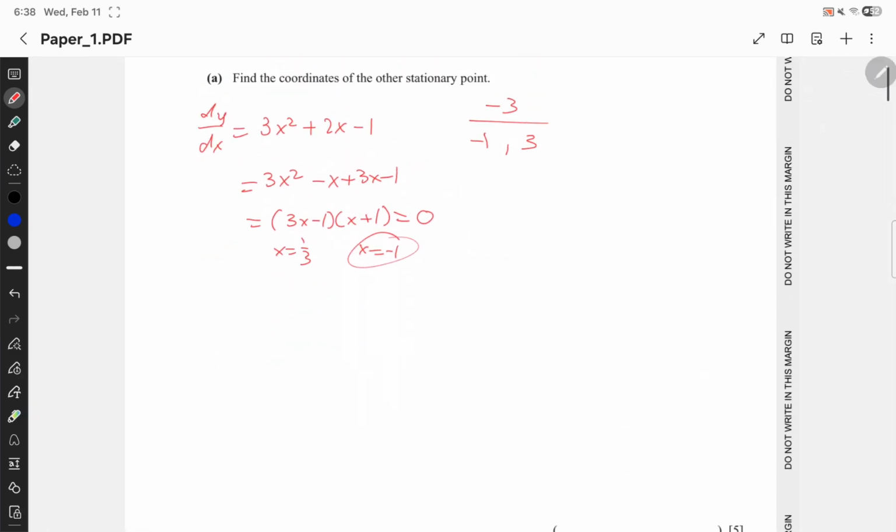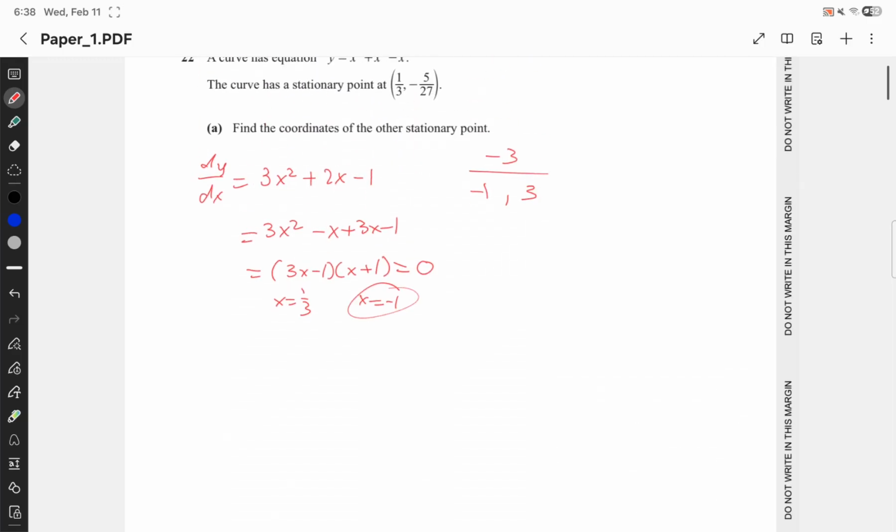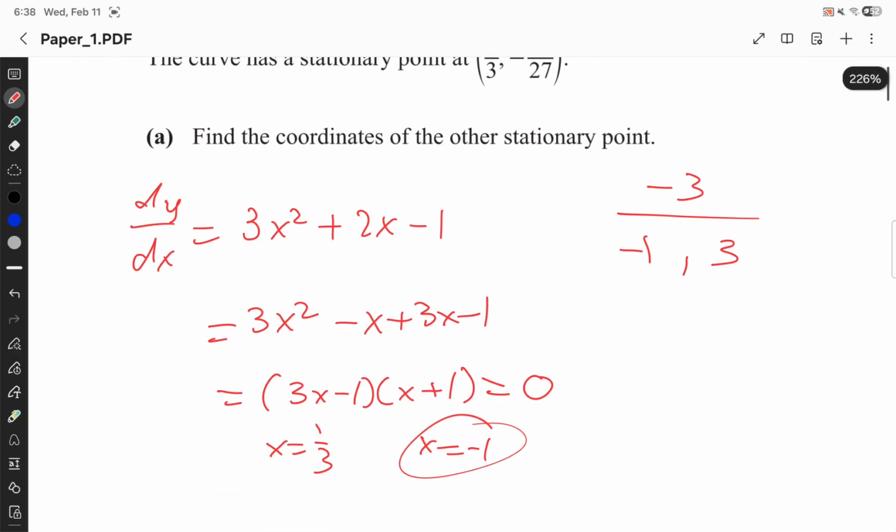5 marks. On what basis are you marking me, damn?